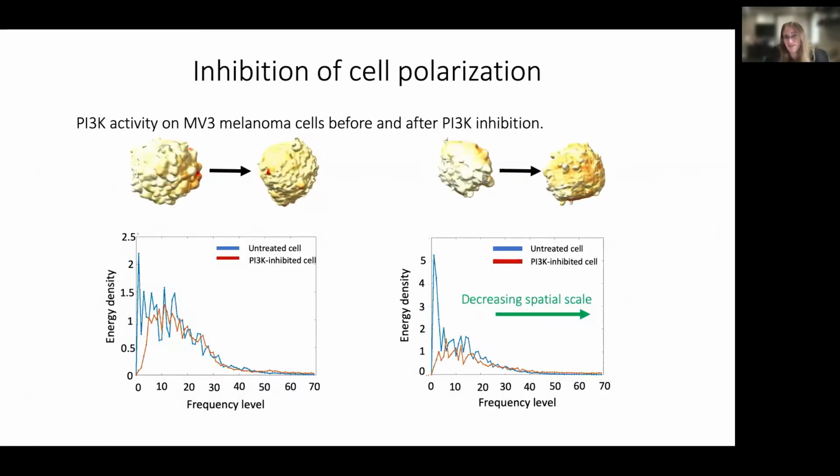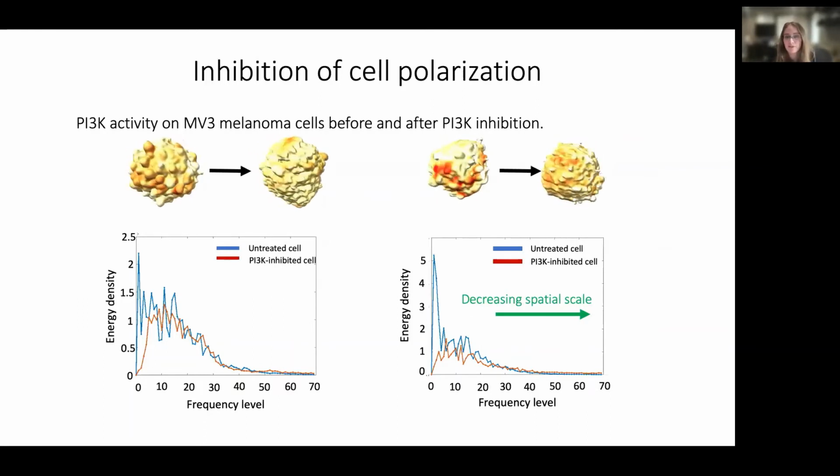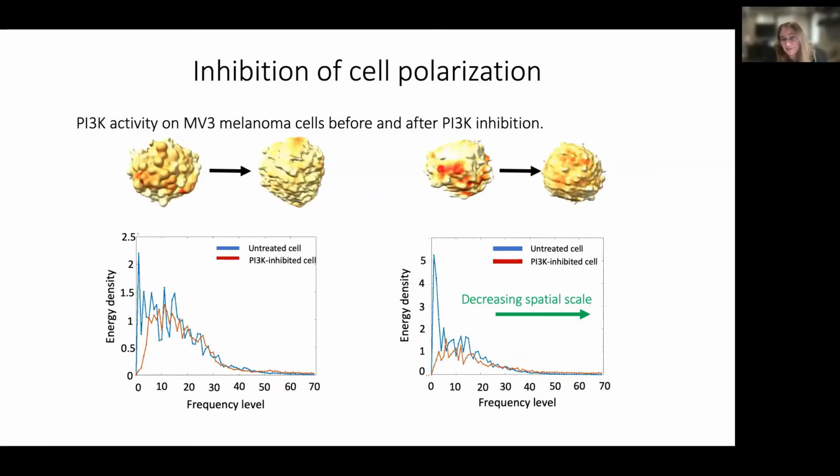And we can use this system on real world data, not just on polka dotted cells. So here we looked at PI3 kinase signaling again, right? So PI3 kinase tends to go to the front of cells, right? And you can see that's a low spatial frequency. So you can see peaks here at low spatial frequency. And then when we inhibit PI3 kinase signaling, we see that those low spatial frequencies drop off. Okay.